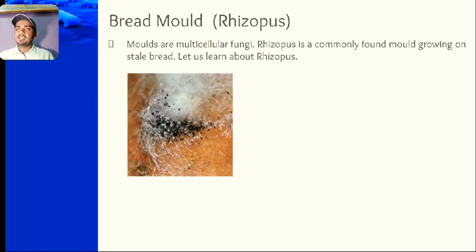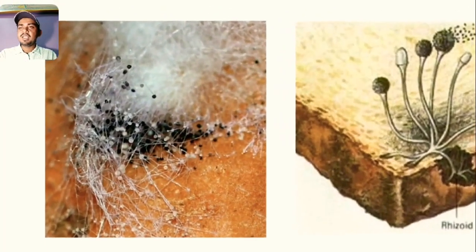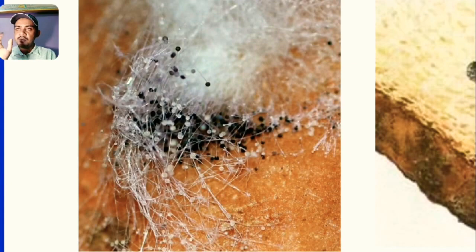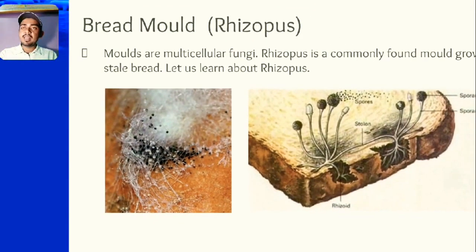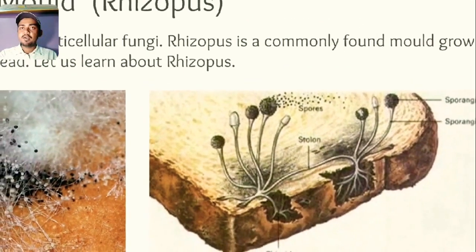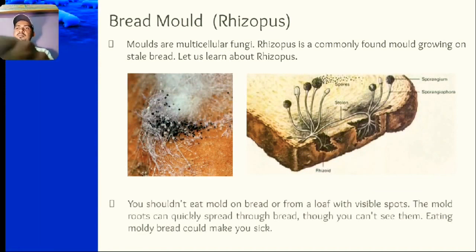What is Rhizopus? This is Rhizopus. See, it looks like this. In actuality it looks like this when we zoom in on a spoiled bread, and in a diagrammatic way it looks like this. I hope you are able to see this. So this is bread mold. We must have seen bread molds. One additional fact about bread mold is that you shouldn't eat it.